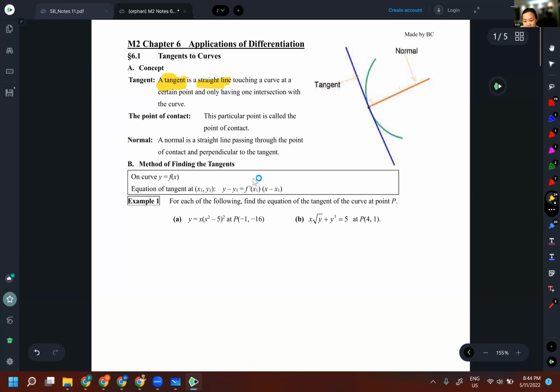How to find tangents? We have a curve. We will find the derivative at point x1 and then write the equation of the tangent according to the point-slope form. This is the point-slope form: y minus y1 divided by x minus x1 equals the slope of the tangent, which equals the derivative at x1.